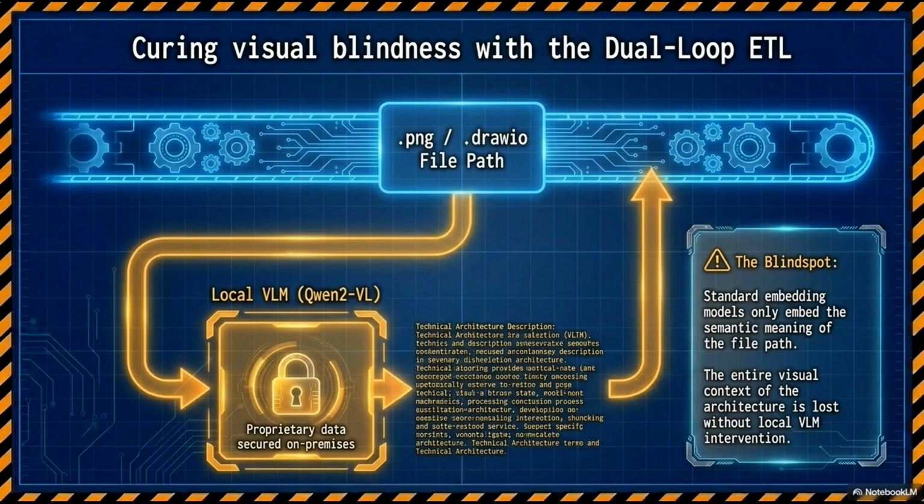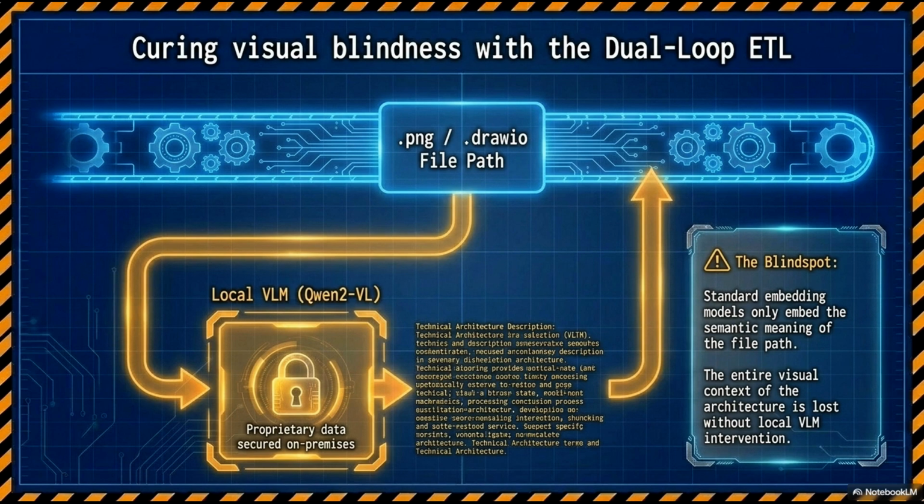They are completely blind. If you pass this string, network architecture, schema.png, to a standard text embedding model, it simply embeds the semantic meaning of a file path. It has absolutely zero concept that the referenced image contains a complex, critical network diagram showing a load balancer connecting to 3 application servers. Right. The entire visual context of the architecture is lost to the AI.